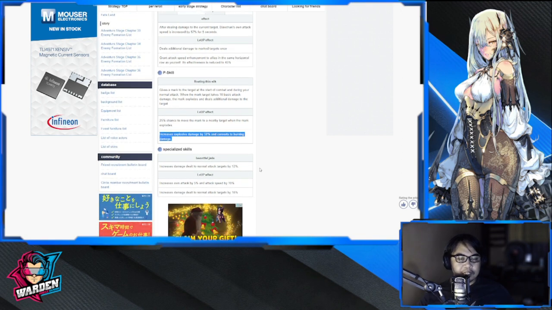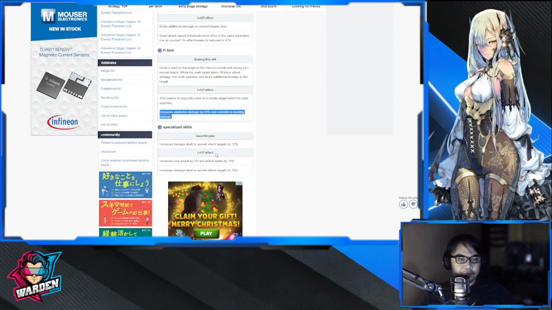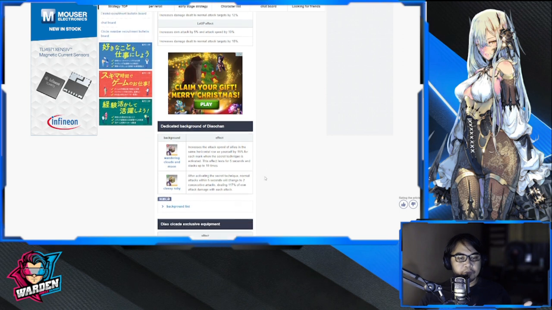Okay, so specialized skills. This is her last skill. Increased damage dealt to normal attack targets by 12%. Level up effect increases attack by 5, attack speed by 10, and damage dealt to normal attack targets by 18%. So clearly her kit would involve you investing in attack speed, because again, the more she attacks, the more she can do explosions. That is how she's going to be used.